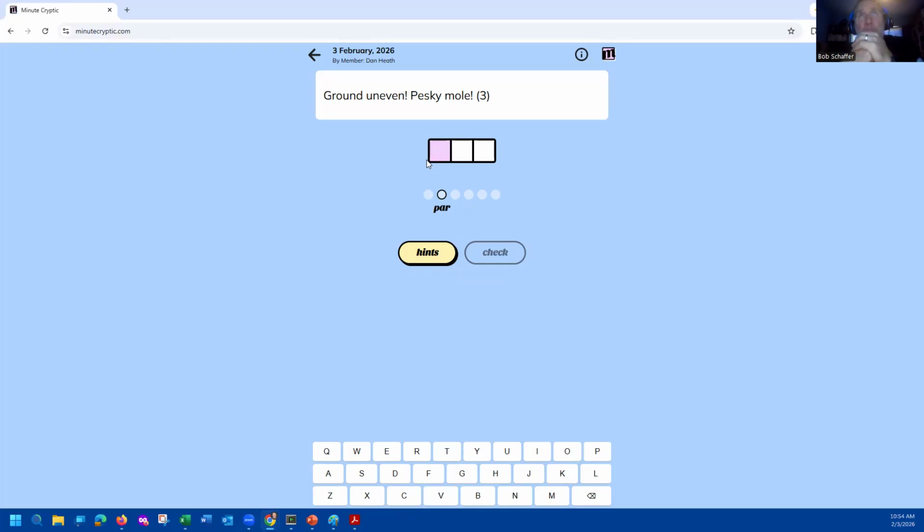Mole could be a sauce. A mole could be a blemish. I don't think a zit is a mole. That's three letters. I don't think a rat and a mole are the same thing. I guess a mole rat is a thing, if I remember right. Pesky mole seems to be doing what pesky is, I don't know, doing something there.